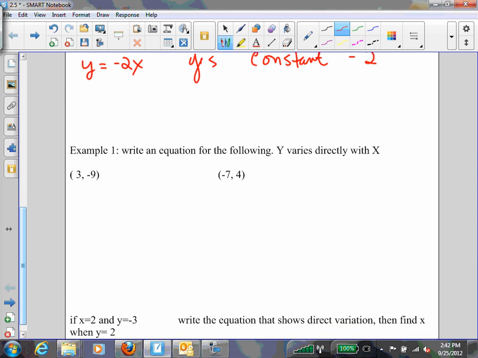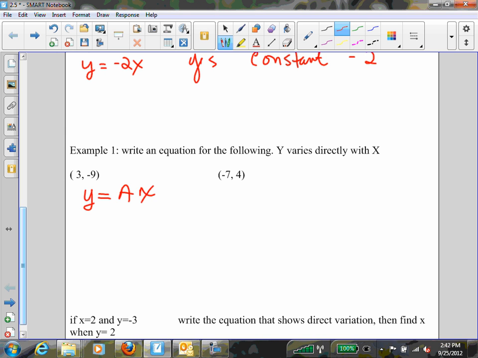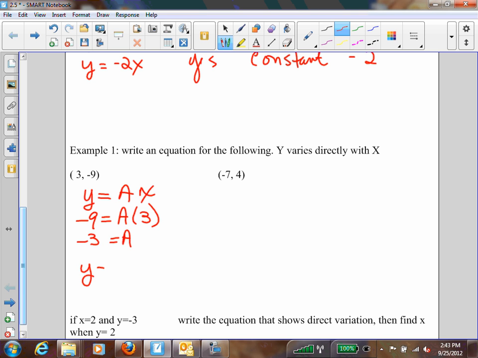All right. Write an equation for the following. Y varies directly with x. So we start by saying y equals ax. What am I given in this? An x and a y. What do I find first? What will that allow me to find? A. So negative 9 is equal to a times 3. Agreed? So that means a is equal to? So then what's my equation going to be? Y equals? There we go.